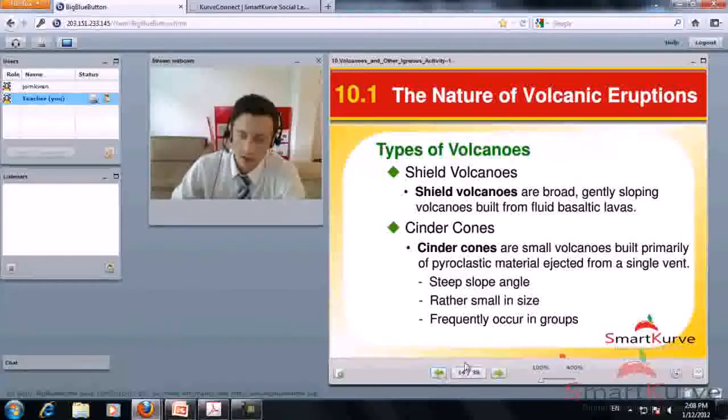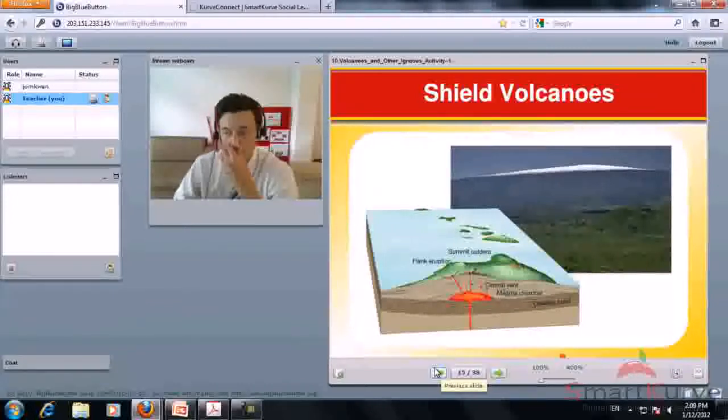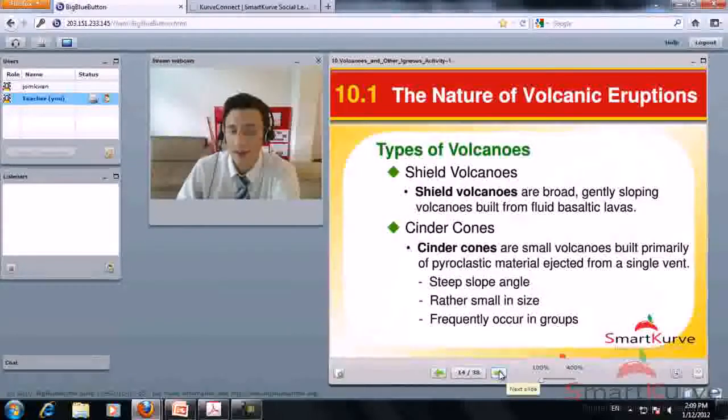That's a shield volcano. You can see that on slide 15. There's an example of that. A good example would be some of the volcanoes in Hawaii. You see there's one of the Hawaiian volcanoes that would be an example of a shield volcano. But we're going to look at both in the example of Hawaii. Hawaii is very interesting.